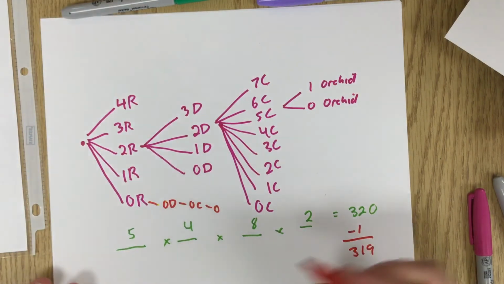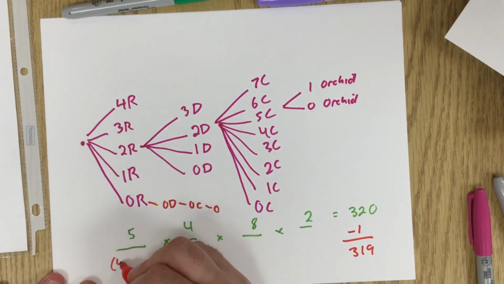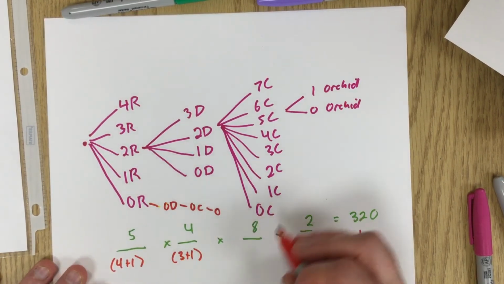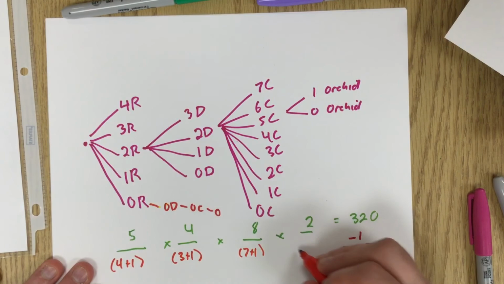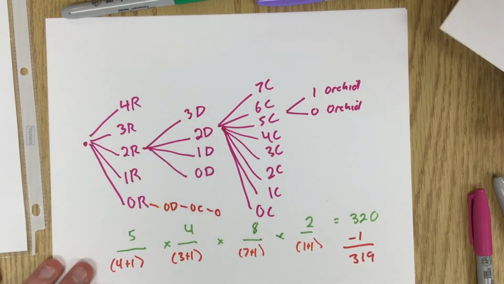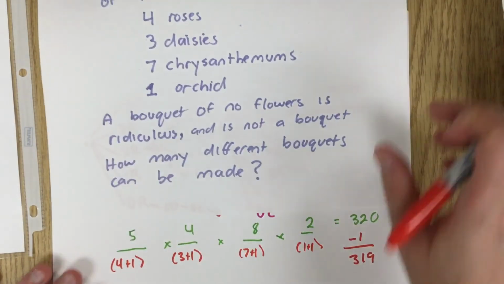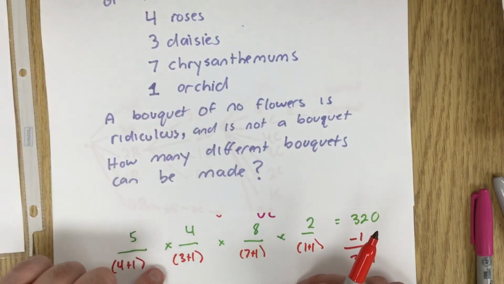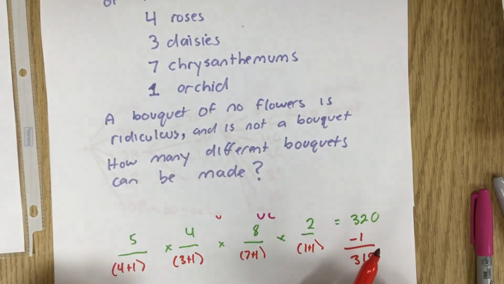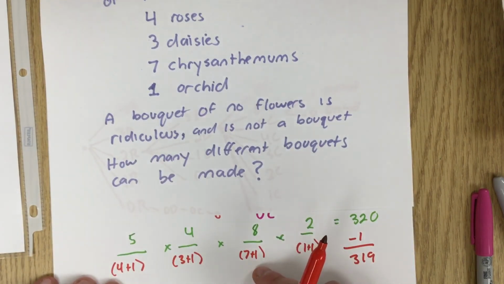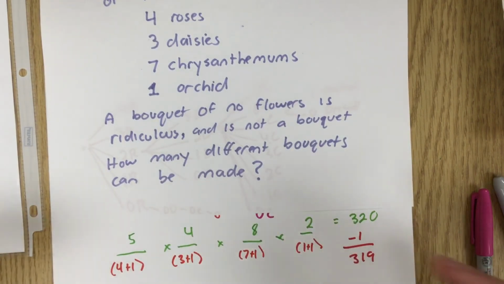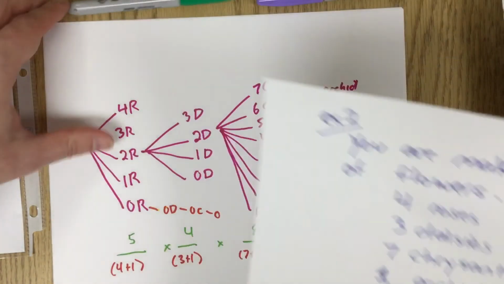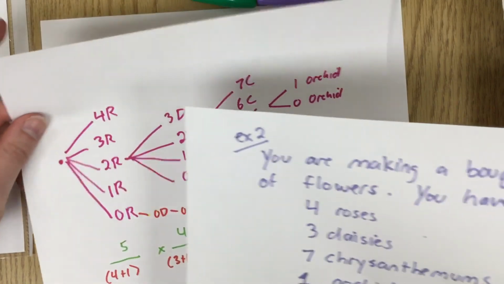Now I'd like to point out that 5 was really 4 plus 1, and this was 3 plus 1, and this was 7 plus 1, and this was 1 plus 1. And if you look at the options, we had 4 roses, which meant we had 4 plus 1 options for the roses. 3 daisies, so 3 plus 1 options for the daisies. 7 chrysanthemums, so 7 plus 1 options for those. And there you go. And that's how you do the bouquets.